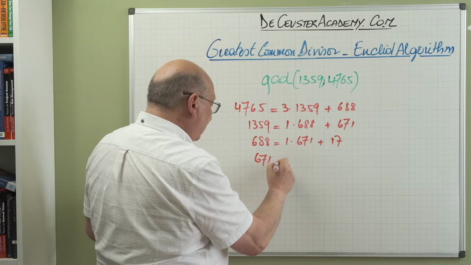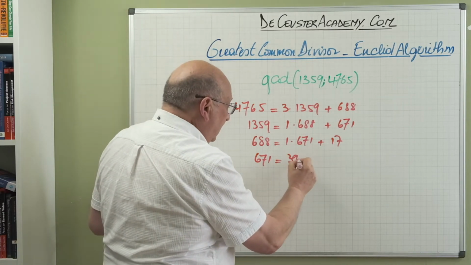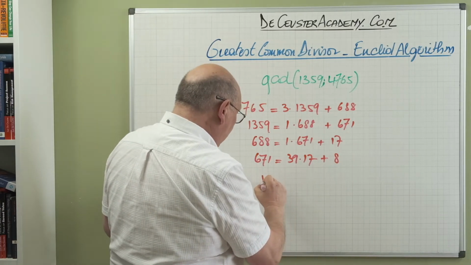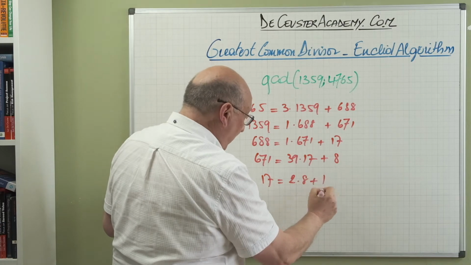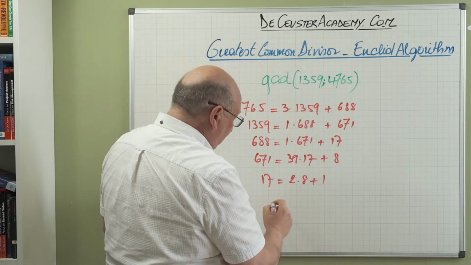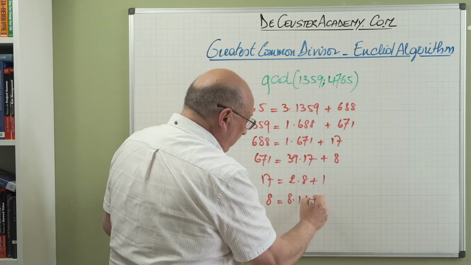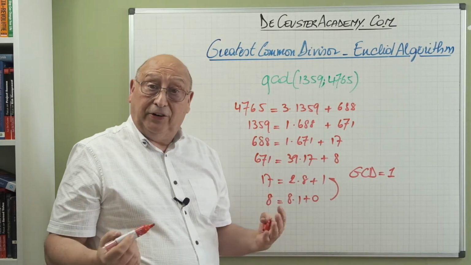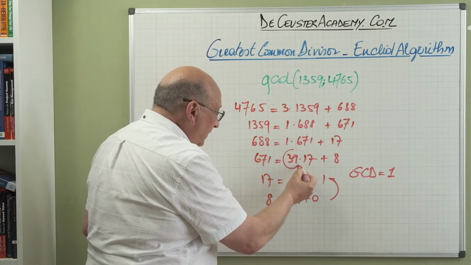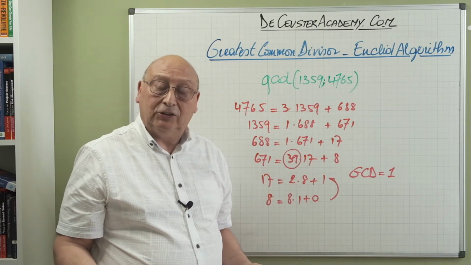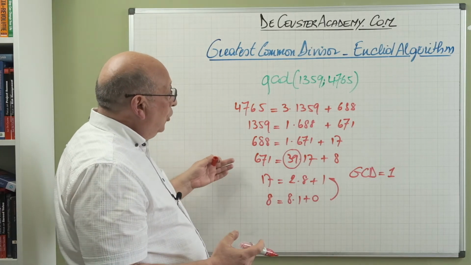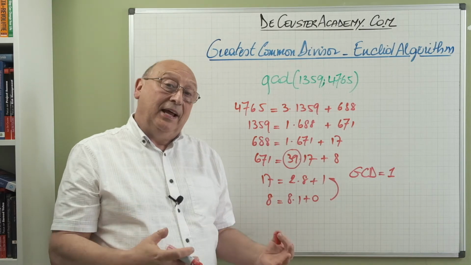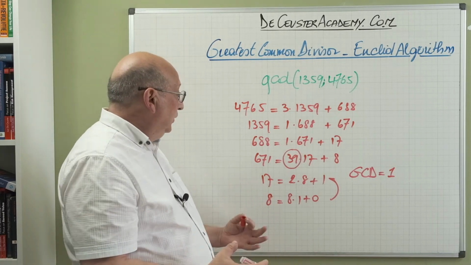But when I see 671, this is equal to 39 times 17 plus a remainder of 8. And the last one, 17, is 2 times 8 plus 1. And the final one is in fact 8, which is 8 times 1 plus 0. So we find here that the GCD is equal to 1. So both of them are relatively prime. But what I wanted to show you here, we would have 39 subtractions. And it's clear that this way to complete the algorithm is a lot more efficient and less time-consuming than the previous method. But there is still another way to resolve this problem.